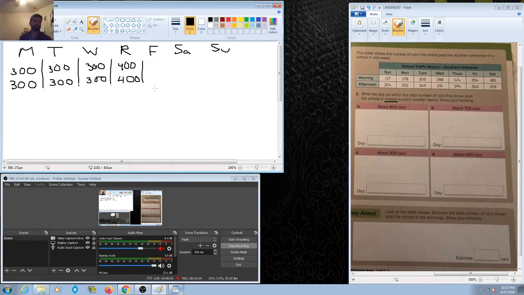Friday is going to round up to 400 in the morning, and then round down to 300 in the afternoon. Saturday is going to round up to 200 in the morning, and then round down to 300 in the afternoon.